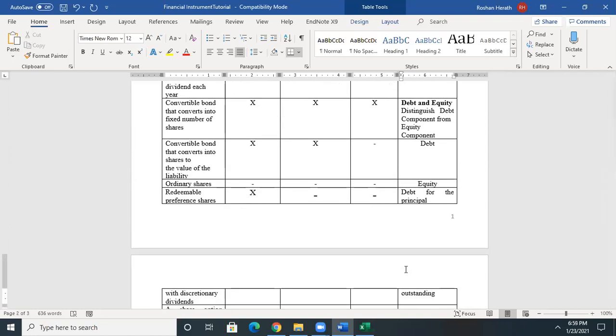When it comes to the statement of financial position, you are going to show these redeemable preference shares under the liability. Under the liability, you need to show that. So therefore, it's debt for the principal outstanding. But when it comes to the dividend, it's a discretionary one. Say that in some time periods you pay the dividend.